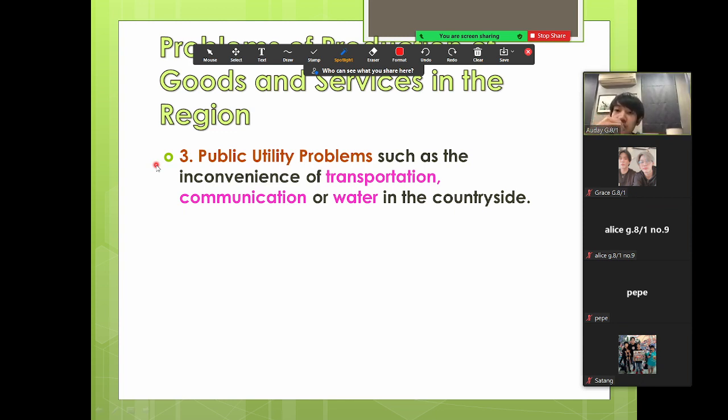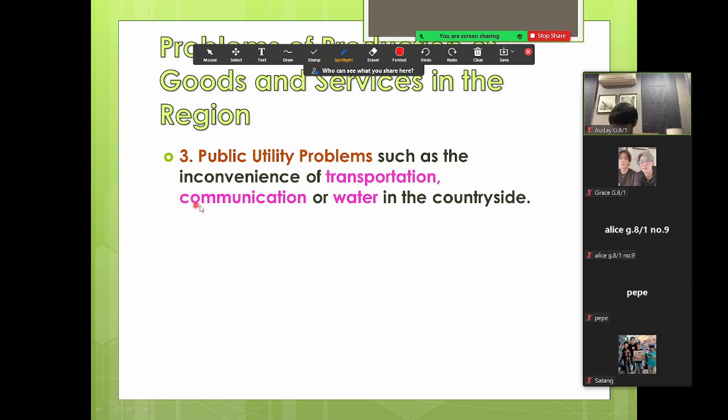Public utility problems. So we have public utility problems, such as the inconvenience of transportation, communication, or water in the countryside. Of course, there are provinces that are hard to reach, in the farthest parts of the country. It's not impossible, but it would be expensive to transport products to some areas.